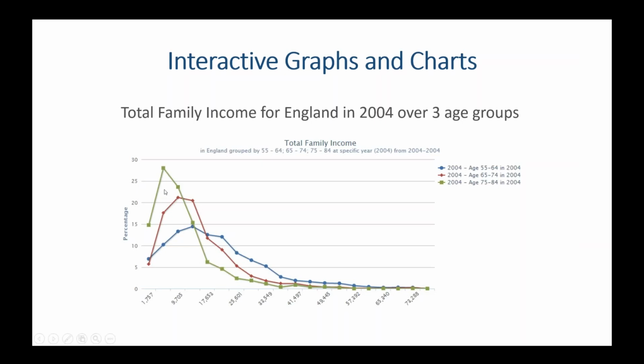And so what you can see is that total family income really changes. The distribution really changes between different ages, which would make sense as more people are moving from an employment-based retirement at early ages, maybe towards more of a pension-based retirement or savings-based retirement later in life.